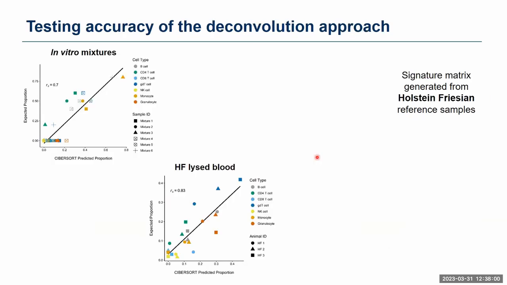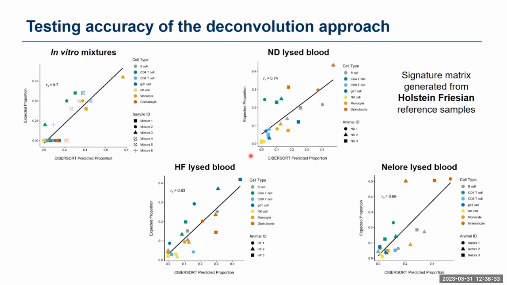So to summarize the accuracy of this, I then compared the expected proportions with the CyberSort predicted proportions and worked out the correlation values. So this is showing the results for the in vitro mixtures, in which you can see that in general it does quite well, although it does overestimate some cell types that aren't actually present within the sample. This is then looking at Holstein Friesian lysed blood, where it does much better when all the cell types are present within the sample. And then it also does very well with the Endama and the Nelore cattle predictions, even though it's a different breed.